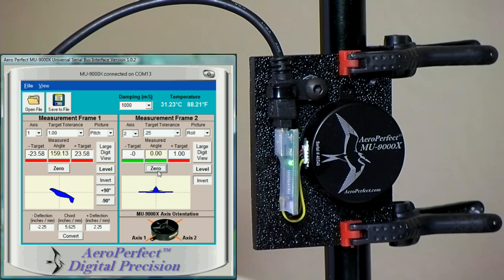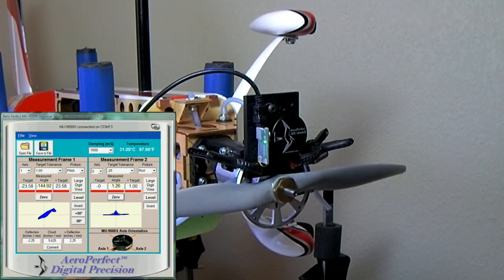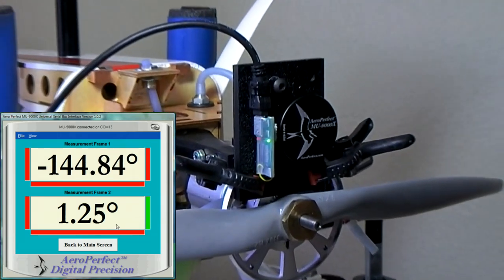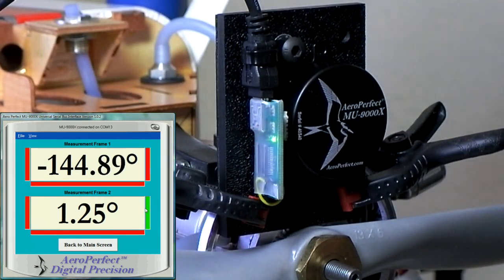Without disturbing the position of your plane, clamp the measuring unit to the spinner backplate. Make sure the orientation of the measuring unit is the same as it was when the zero reference was established. Use the large digit view to read the thrust angle. It measures 1.25 degrees. The manufacturer's specification is 1 degree.